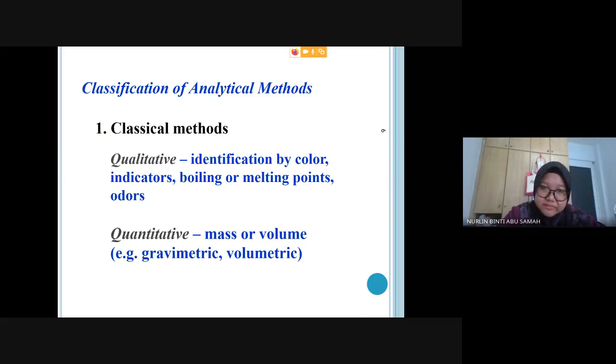Basically this analysis refers to different kinds of parameters, like mass or volume. For example, in gravimetric analysis, you will focus on the mass of the precipitate formed at the end after the titration. That is what we call quantitative analysis. You will weigh the mass of the precipitate. And next is volume, like volumetric. You do a simple titration and then you measure the titrant volume. This is what we call quantitative analysis.